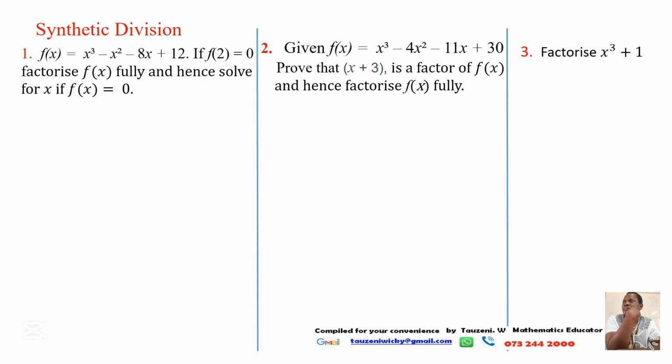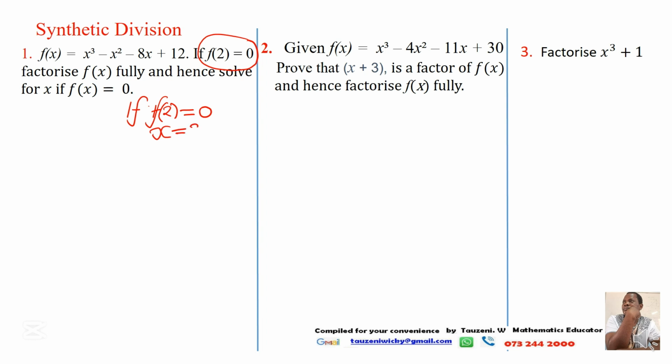Now let's begin. We have got a cubic function given, and the information says if f of 2 is equal to 0, we need to understand what that means. If f of 2 is equal to 0, what does it mean? What it means here is that x is equal to 2.